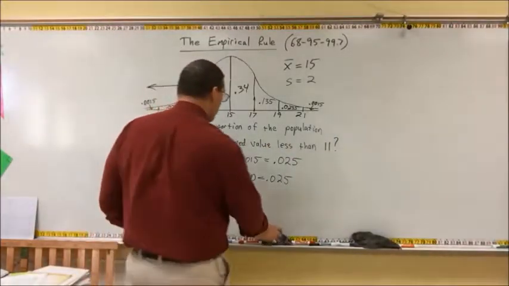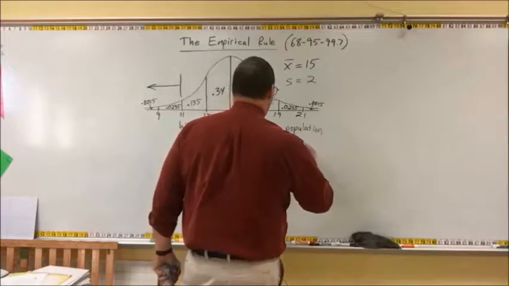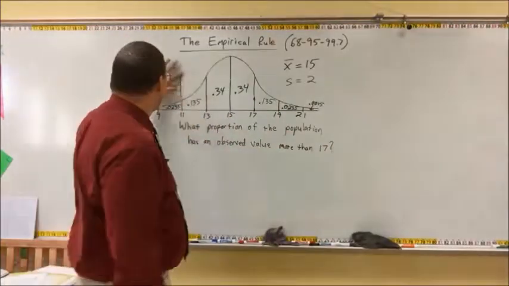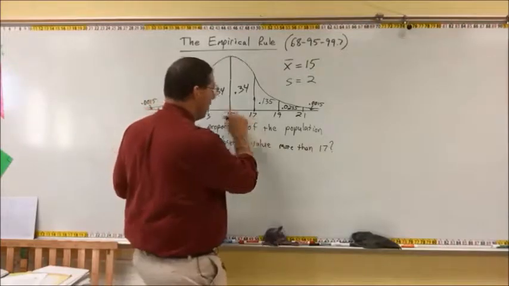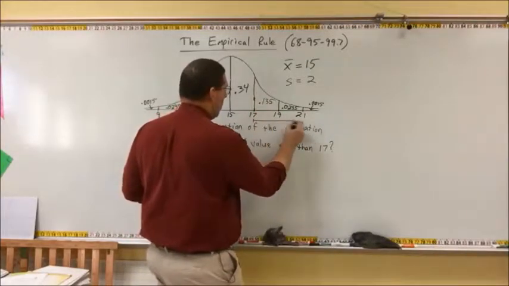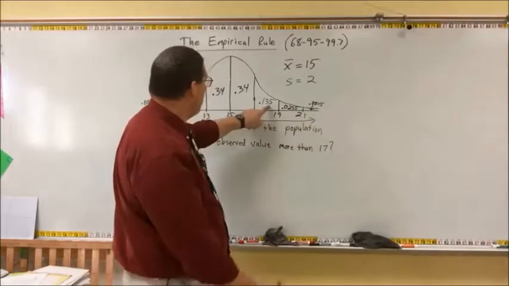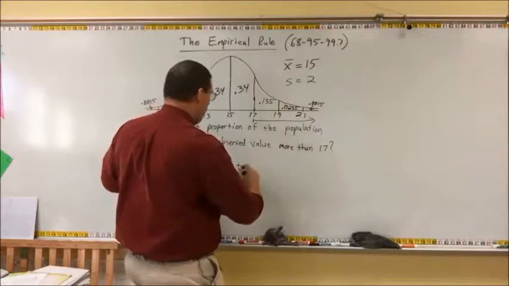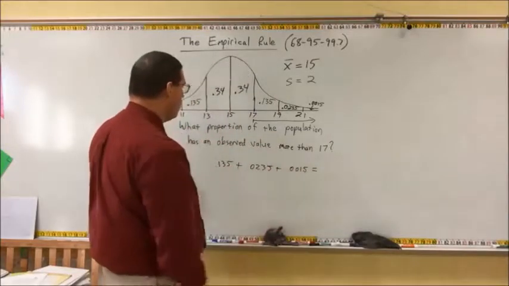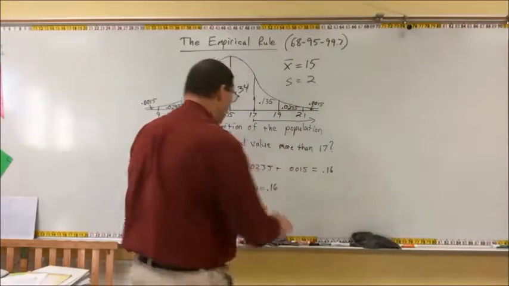Okay? All right, what if we were to ask the question, what proportion of the population has an observed value more than 17? Or greater than 17? Okay, so we're going to go to 17, right here, and we're going to add up all of the values that are larger than 17. So we're here, and we have three regions. We have this region, and then the tail. We're just going to add them all up. 0.135 plus 0.0235 plus 0.0015, and when you add those together, you get 0.16. So the answer is P equals 0.16, and we're done.